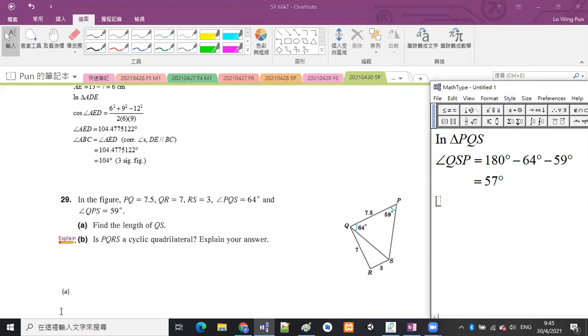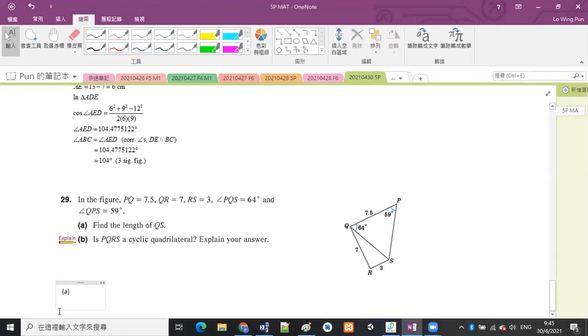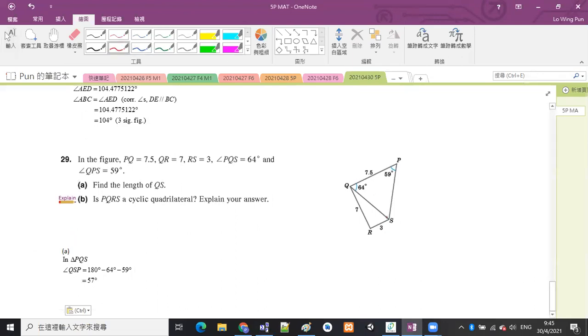Let me paste it here first. And this one is 57 degrees. And in this triangle, I want to find QS. Now I have one pair of known corresponding length and angle. When I choose the other pair to be this pair, I can involve QS in our equation. So we can find the length of QS from the sine formula, okay?